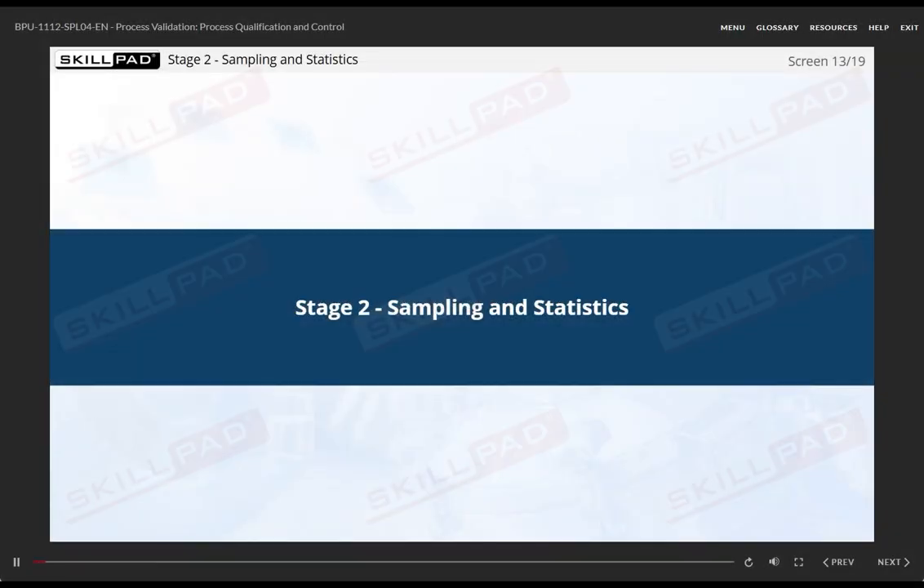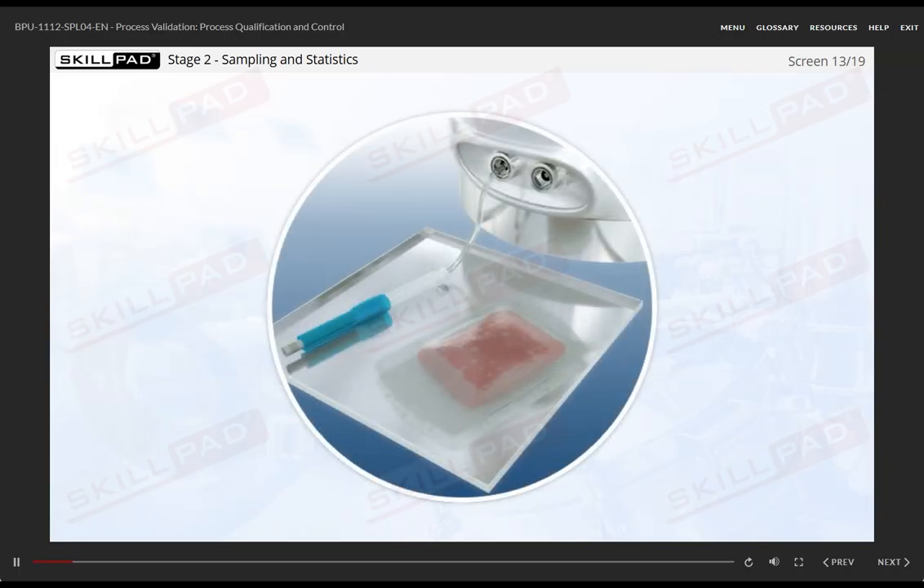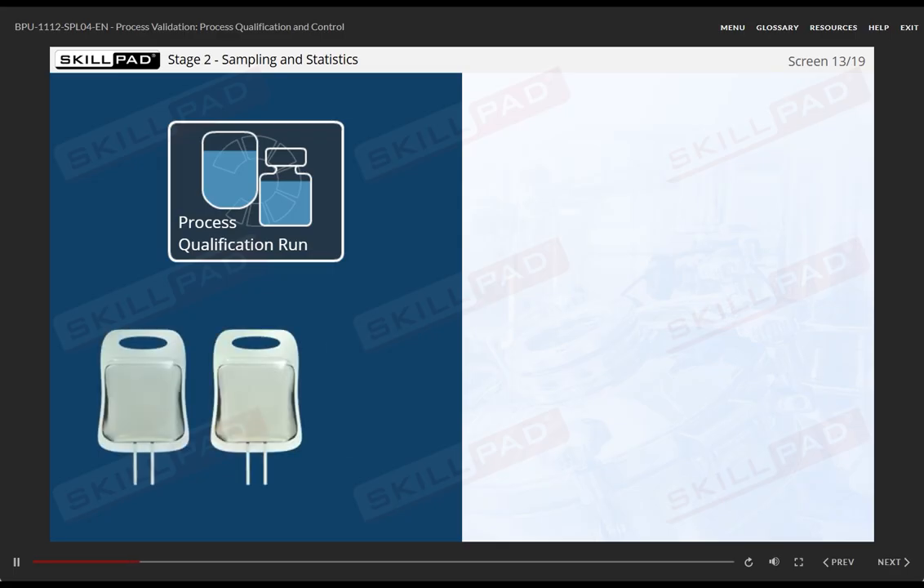Stage 2. Sampling and Statistics. Sampling is a critical part of Stage 2. Why? Well, if you're looking to prove that your process is reproducible, consistent, and delivers a quality product, you need to take samples and test them to show that they all share common characteristics.